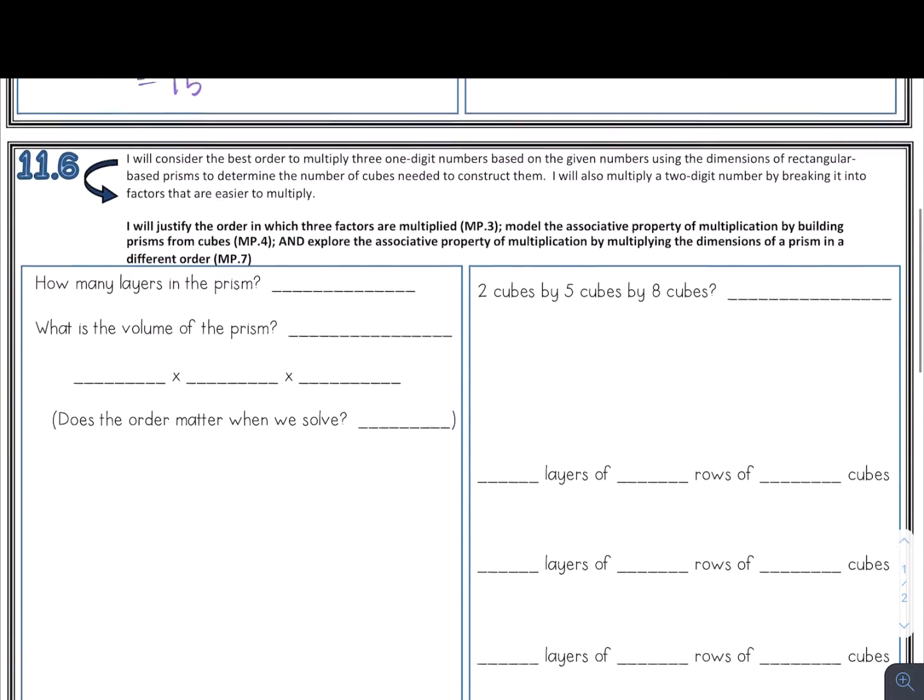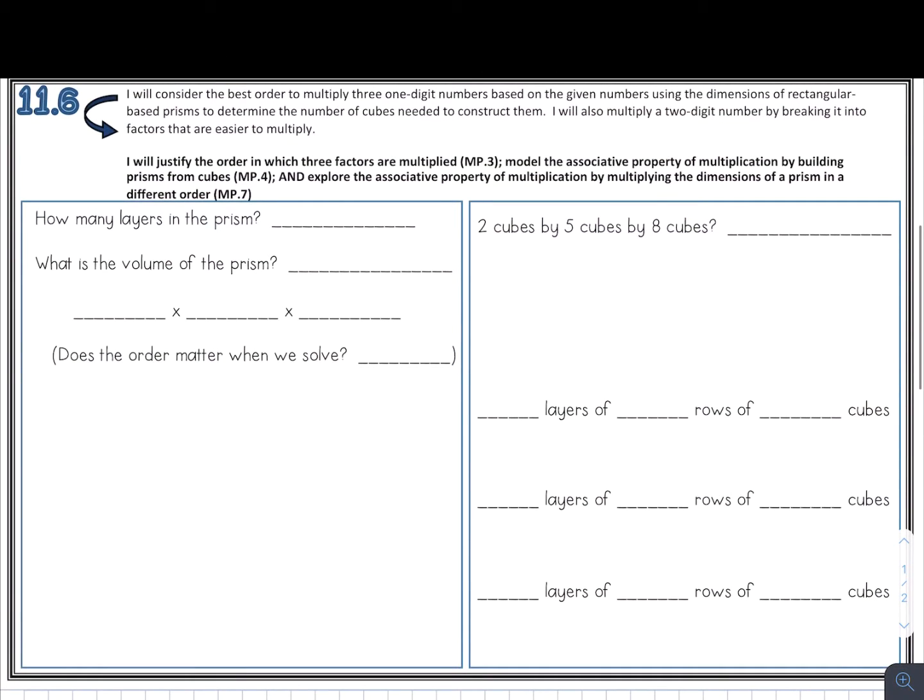Now continuing with the same rectangular prism, we're going to answer some more questions. How many layers? There were 3 layers. That was the height.